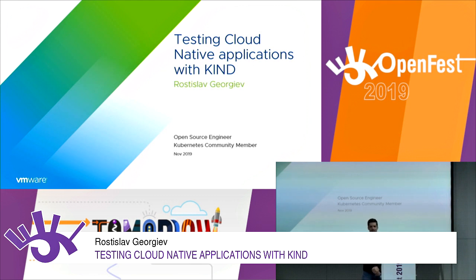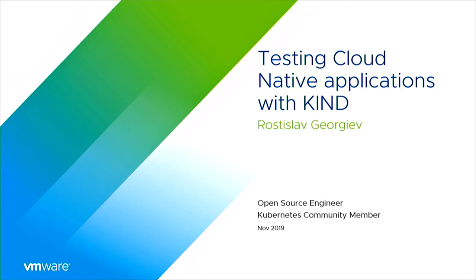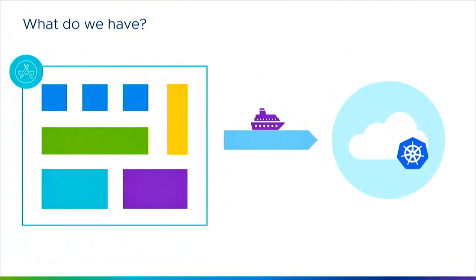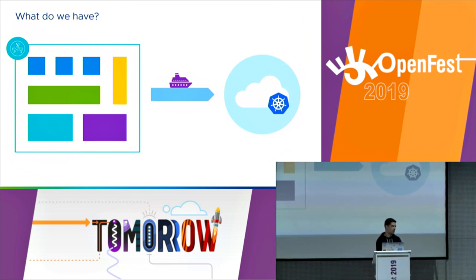So, hello everybody. I'm Ross and I'm here to talk to you about testing cloud native applications with kind. So, let's start with the setup. Imagine that you are a developer and you're developing a modern cloud native application, which is basically a set of microservices. These microservices run inside containers, and these containers are being executed inside Kubernetes clusters. And these clusters are usually set up on some cloud provider or on some on-prem custom private cloud. So you need to test these applications, and testing is quite hard.